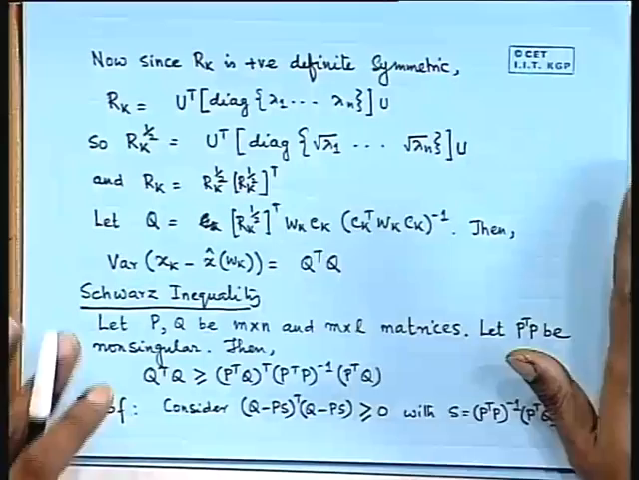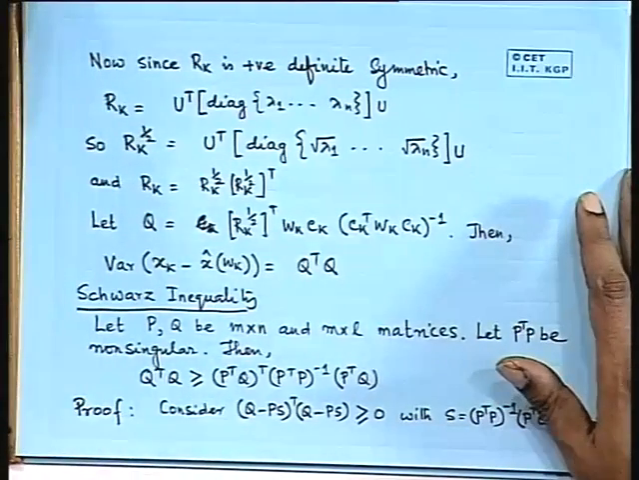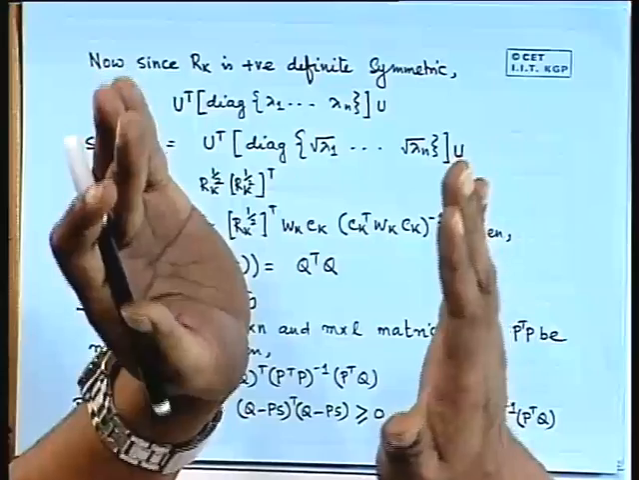This is all matrix algebra. Now what we are trying to do is cast it in a form where I can use certain matrix algebra results. I want to get the minimum value of this. That's what I want to get. So how do I do it?